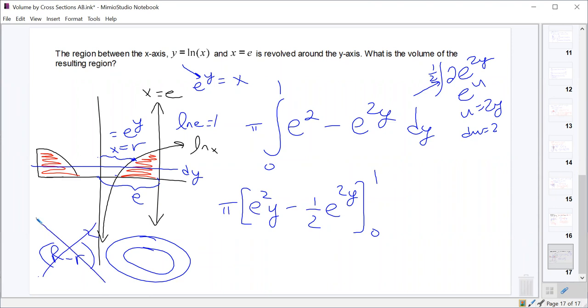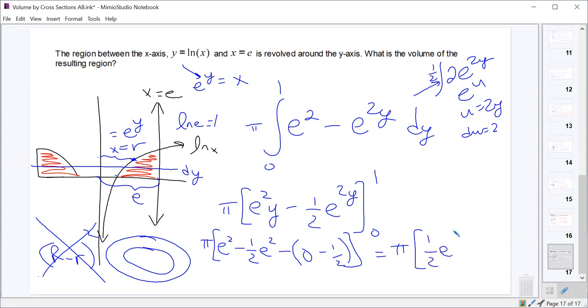Okay, thank you. All right, now we evaluate at 1. We evaluate at 0. We get an answer. At 1, that's e squared. And at 1, that's 1/2 e squared. At 0, that's 0. And at 0, that is minus 1/2. Wonderful. So now we just combine: e squared minus 1/2 e squared is 1/2 e squared. We got pi times 1/2 e squared plus 1/2.